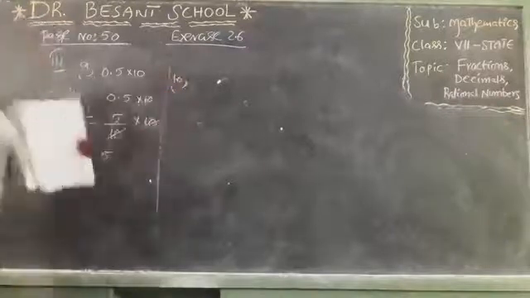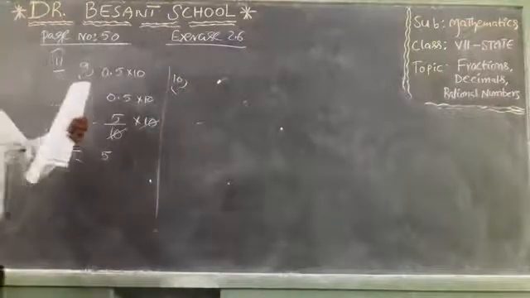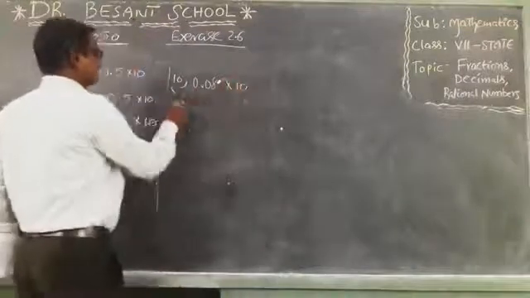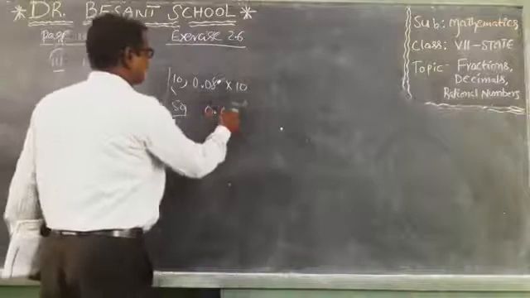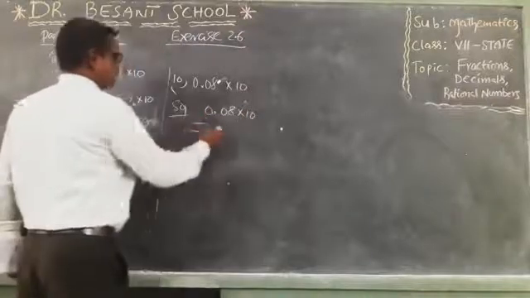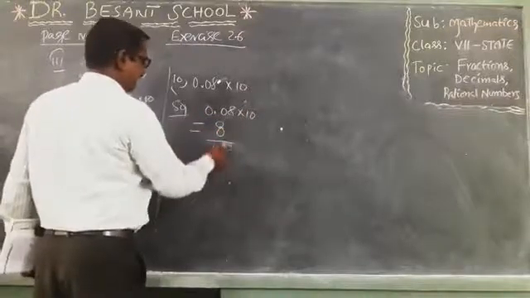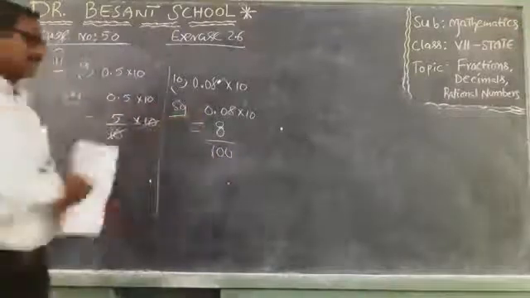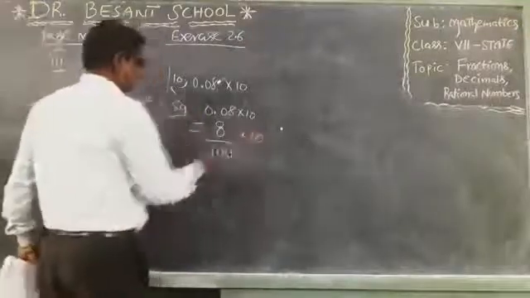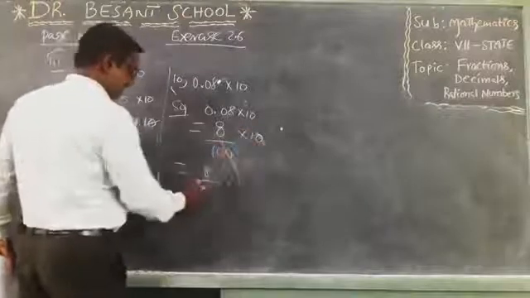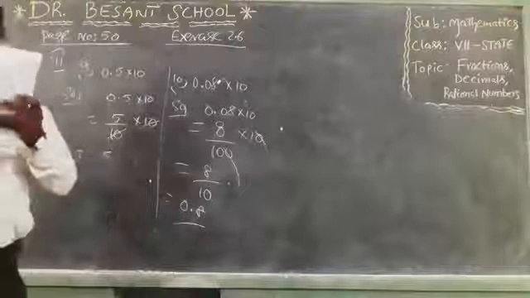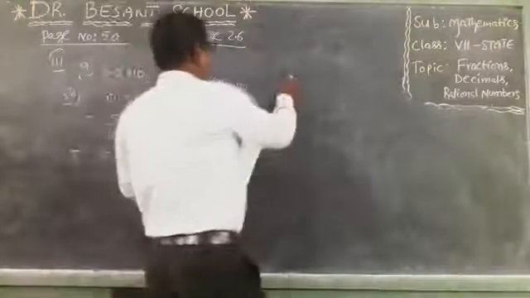Okay, children, come to the 10th problem. This is 0.08 into 10. Children, you see this is 0.08 into 10. 0.08 means 8 by 100. Why? Because point after 2 digits is there, 8 by 100. Into 10. 10 cancels, 8 by 10 means 0.8. Come to this one, children, the 11th one.